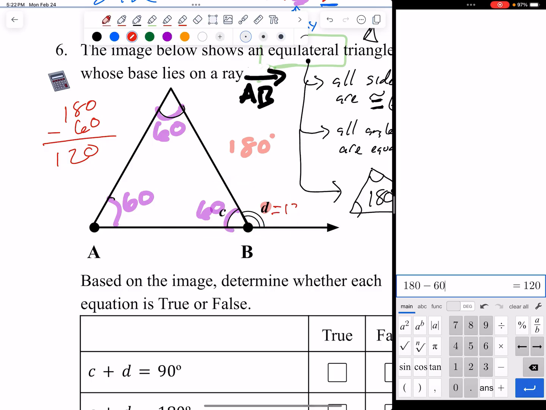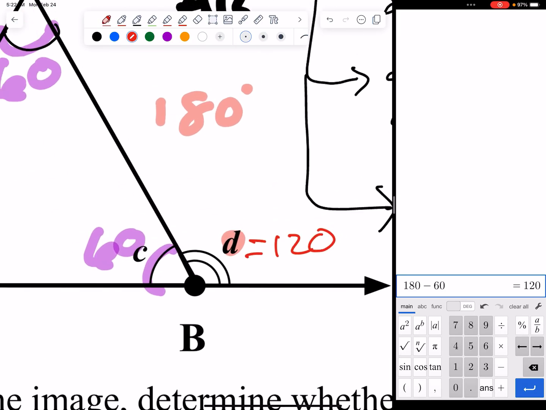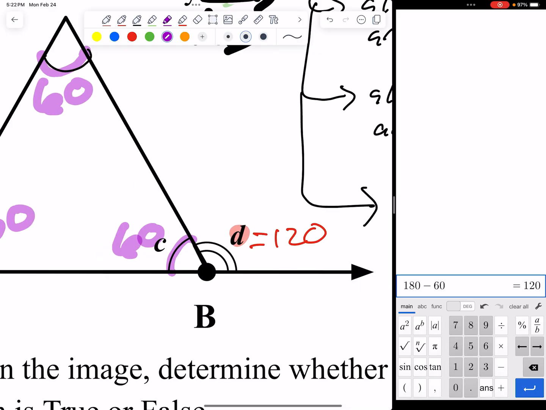Okay, so that equals 120. And just to double check, 60 plus 120 equals 180. So yes, okay. So I'm going to clean this up, make things nicer. So where are we at now? Do I have everything? Yes.